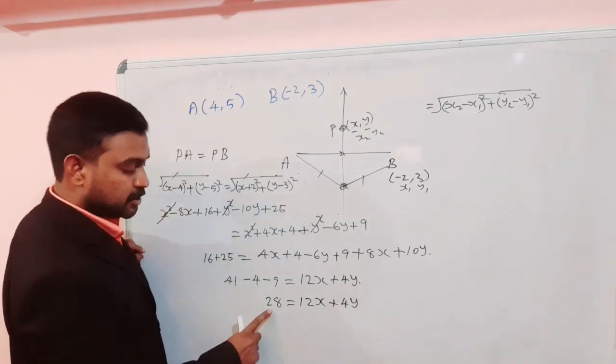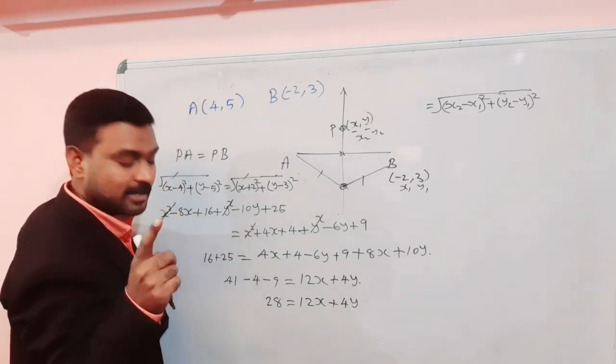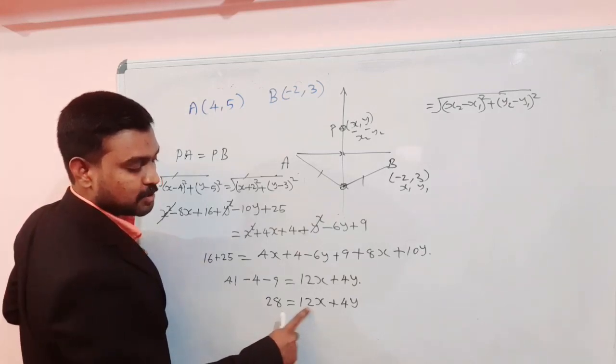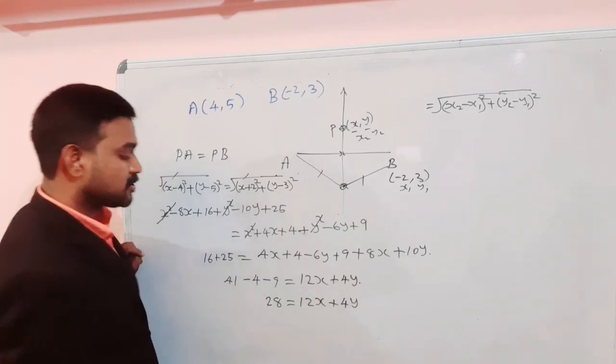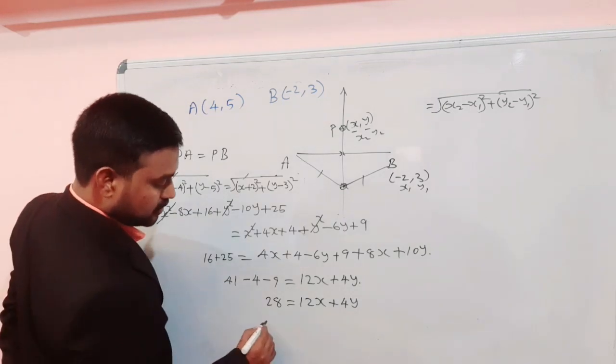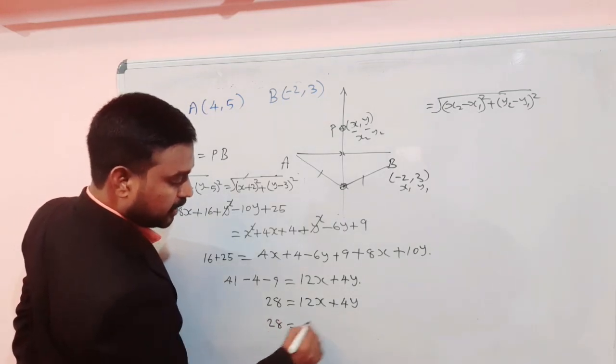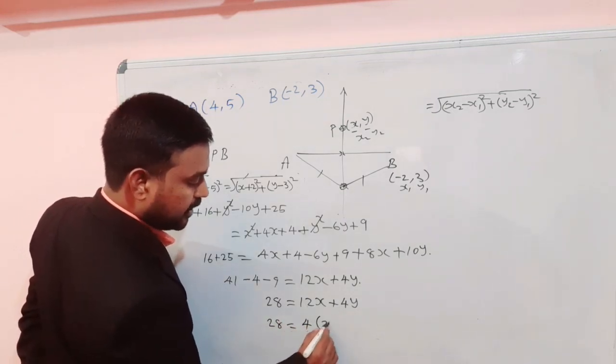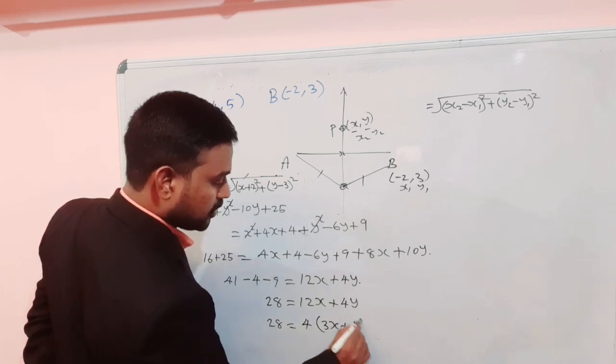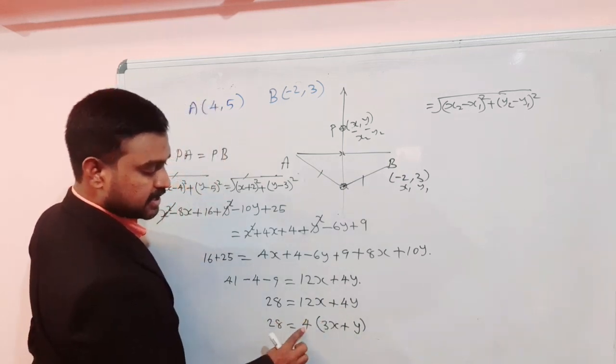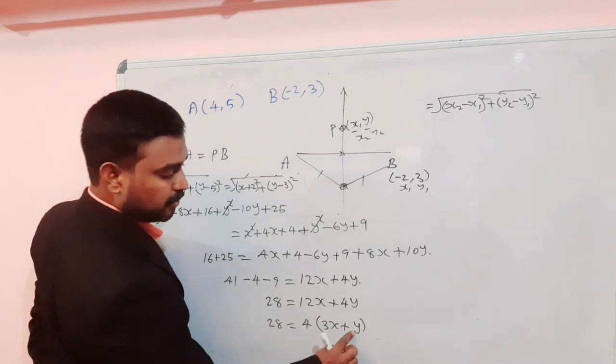Here we can observe that 28 is a multiple of 4. 4 sevens are 28. Here also 4 threes are 12. Here 4 ones are 4. So we can divide by taking 4 outside. So 28 is equal to 4 times 3x plus 1y. Because this 4 and 1 4 from 12 is taken outside. 4 into 3 is 12, 4 into y is 4y.